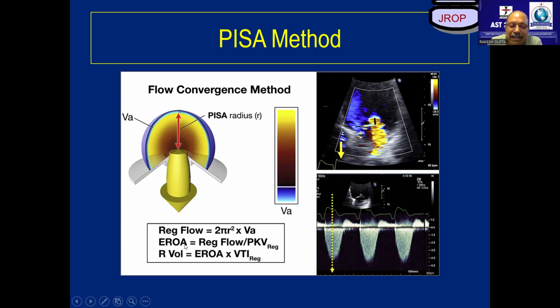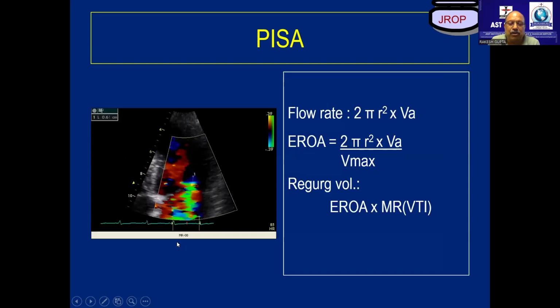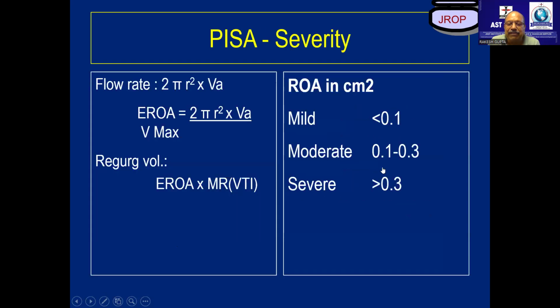Now you have to get the effective regurgitation orifice area. So regurgitation flow divided by peak velocity of the MR jet in meters per second, and that'll give you the effective regurgitation orifice area. And if this effective regurgitation orifice area is more than 0.3, we call it severe mitral regurgitation.